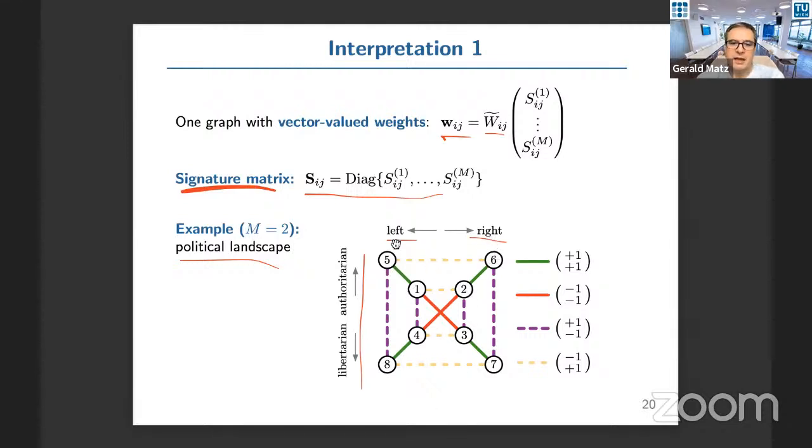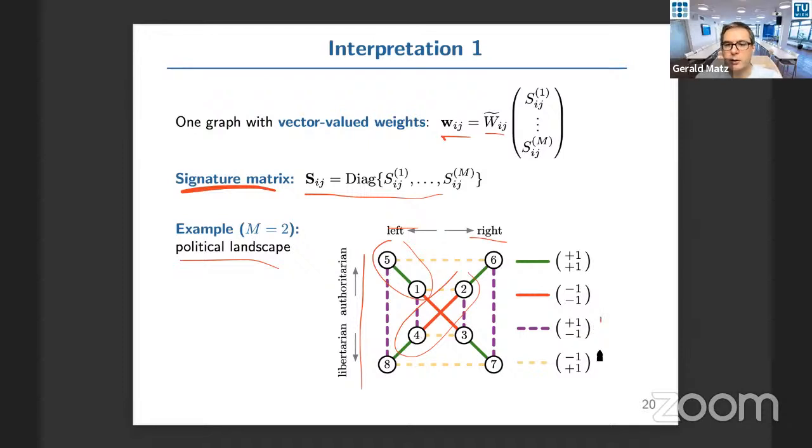And for some of them, like for instance, nodes 5 and 1, they are connected by an edge with a vector valued weight +1, so they agree in both dimensions. They're both left authoritarian, right? 2 and 4 are connected by an edge with -1, so they're totally opposites of each other. 2 is right authoritarian, 4 is left libertarian, right? So disagreement in both coordinates.